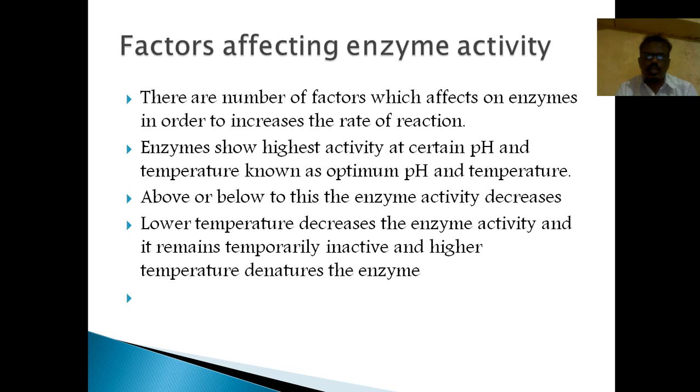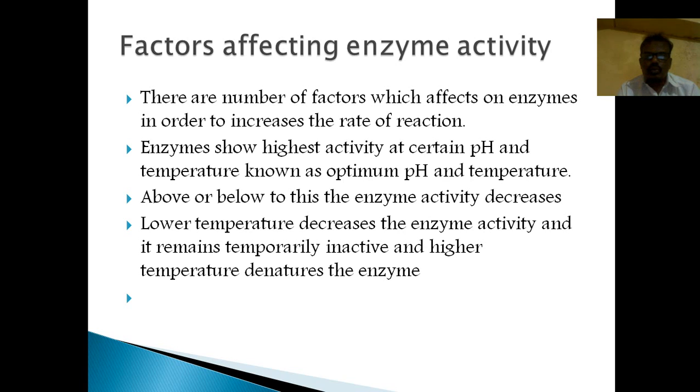Enzymes show highest activity at certain pH and temperature, known as optimum pH and optimum temperature. Optimum pH means the pH level at which enzymes work; that pH is called the optimum pH. Optimum temperature means the temperature at which enzymes will work; that temperature is known as the optimum temperature. Clear? So that is what optimum pH and optimum temperature are.